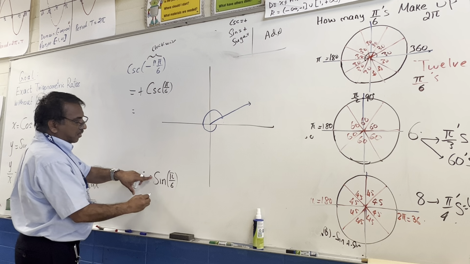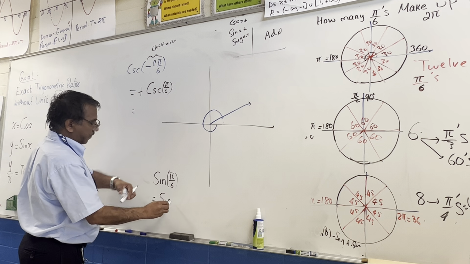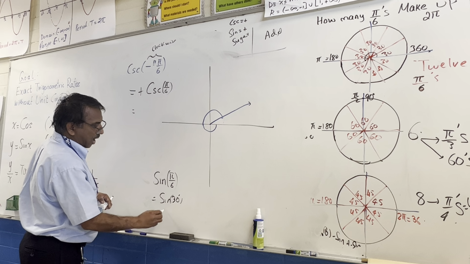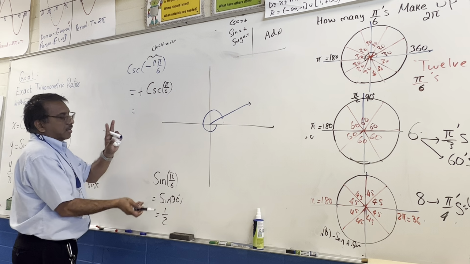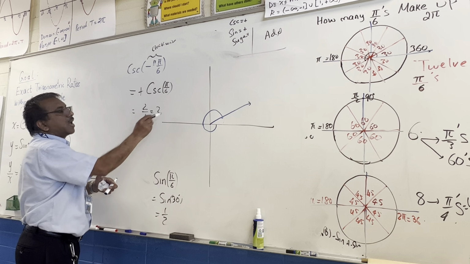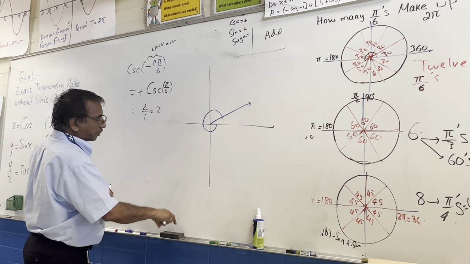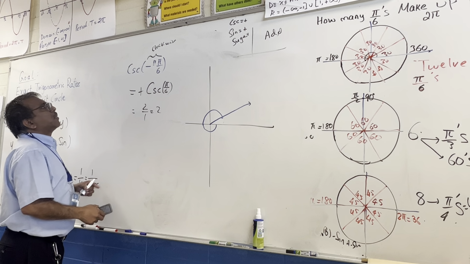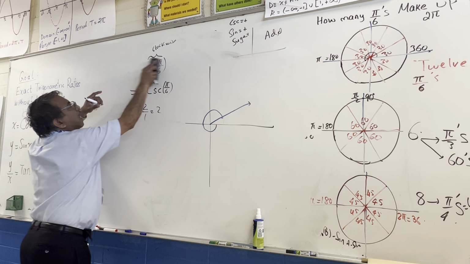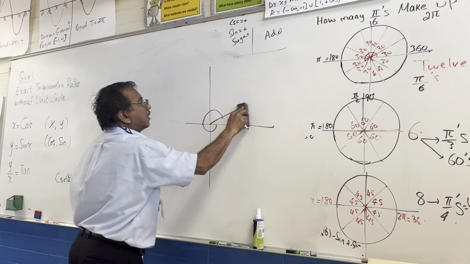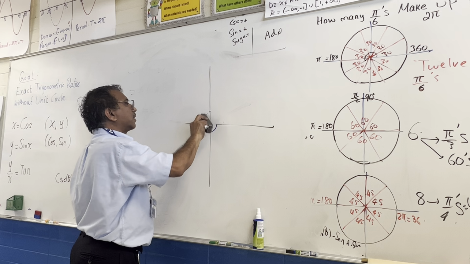So this is sine of 30 degrees, which will be 0.5, and then you just write the flip of it, which is 2 over 1, and you're done. So this is how we can figure out that one.